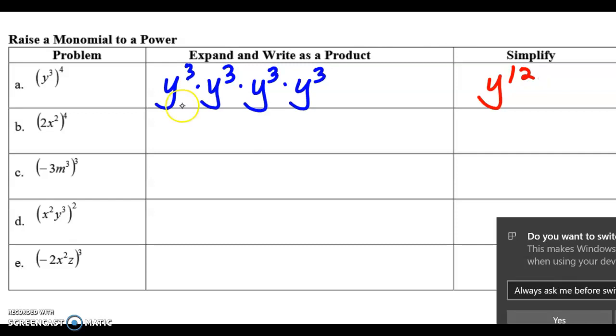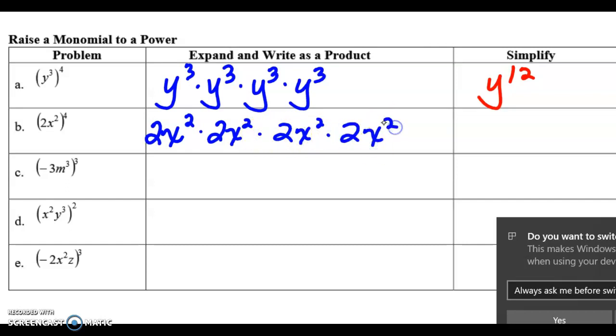Here I have a similar situation, except I have 2x squared times 2x squared times 2x squared times 2x squared. Coefficients: 2 times 2 is 4, times 2 is 8, times 2 is 16. And I have x's: 2, now I have 4, 6, 8.